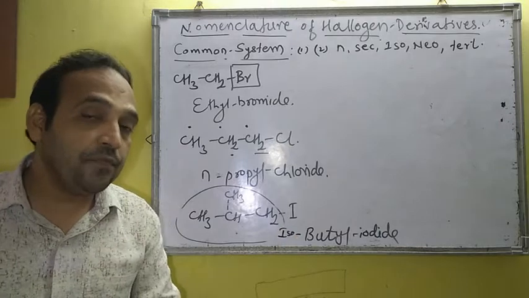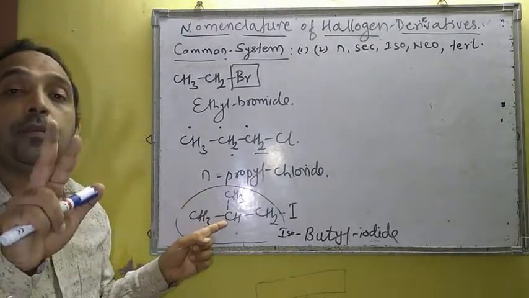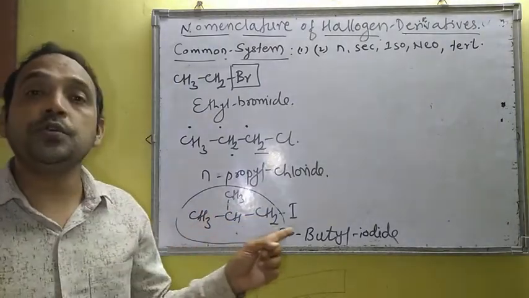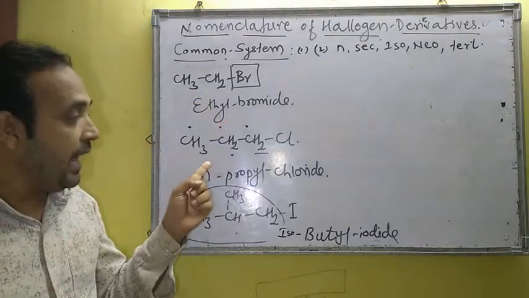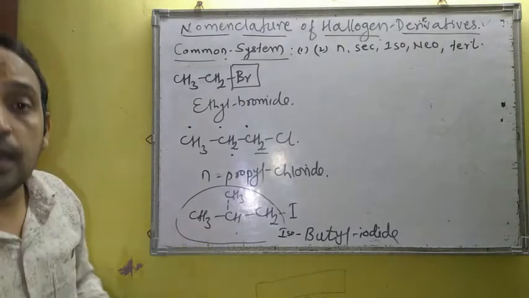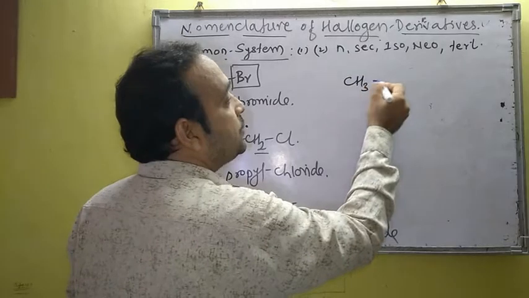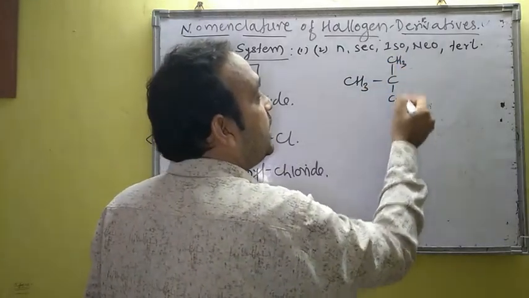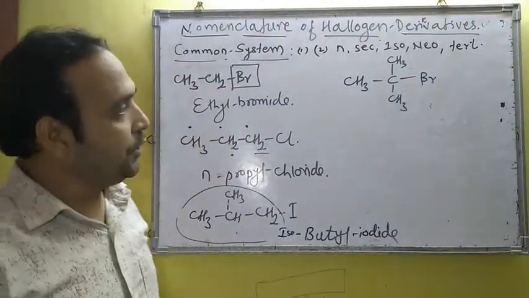Why is the iso prefix used? Because a CH3 methyl group is attached to carbon number 2 in the carbon chain, that's why the prefix used is iso. So this one is ethyl bromide and propyl bromide, and this one is isobutyl bromide. Next, suppose I have written CH3 C CH3 CH3 single bond Br. Now this example is given to you.